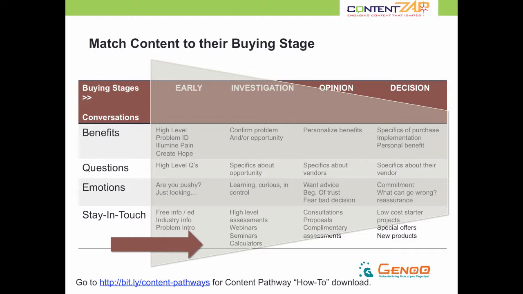Basically, you can see that if you're early on in the buying process, you go through early investigation, opinion, and decision. So we shortened the buying stages. Some people have it out in 7 or 8 stages. We've shortened it to 4. And there are only 4 kinds of conversations that people have at any given stage. They have one about benefits, questions that they have, emotional sorts of conversations, and then stay in touch conversations.